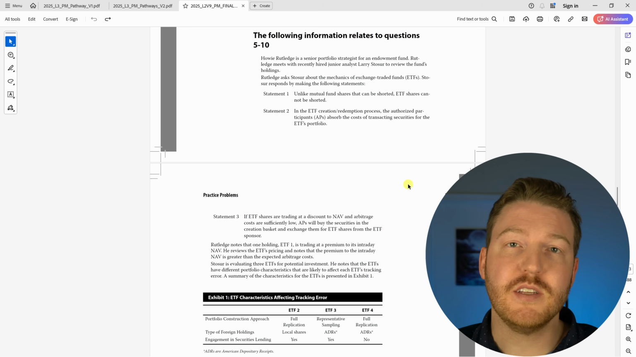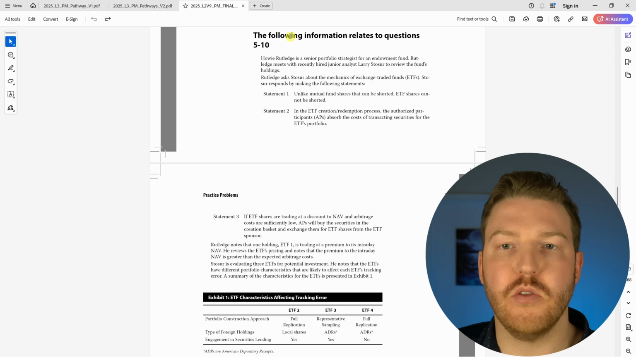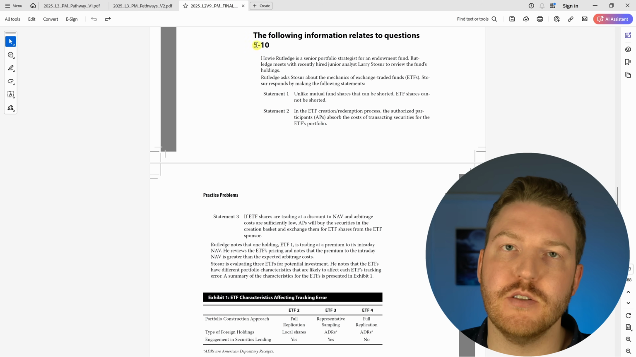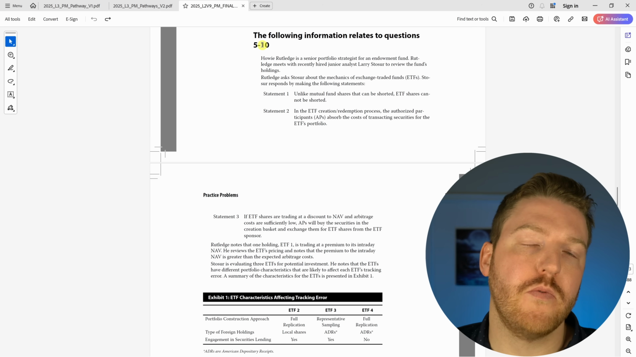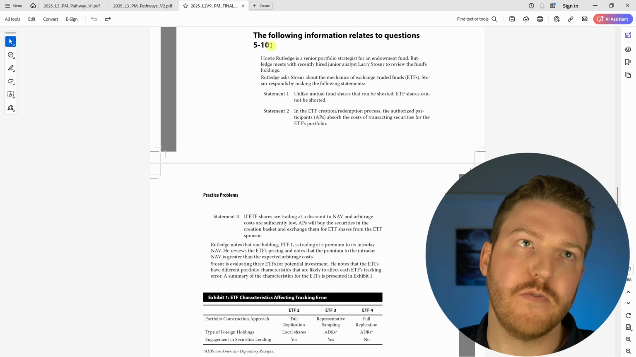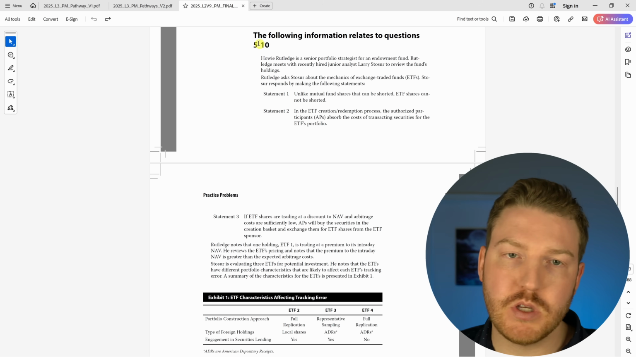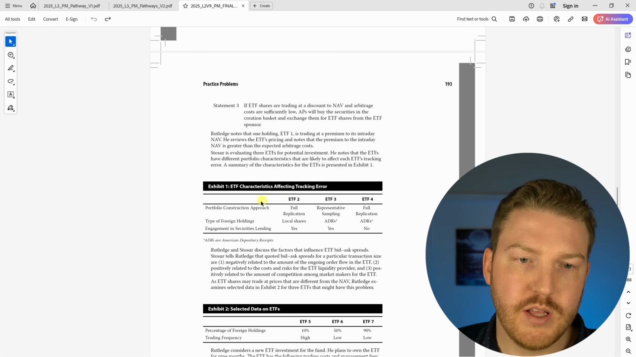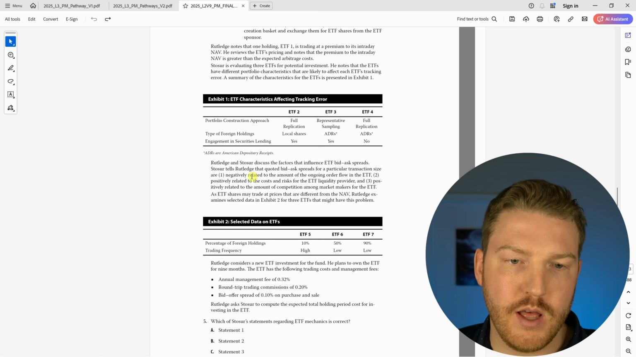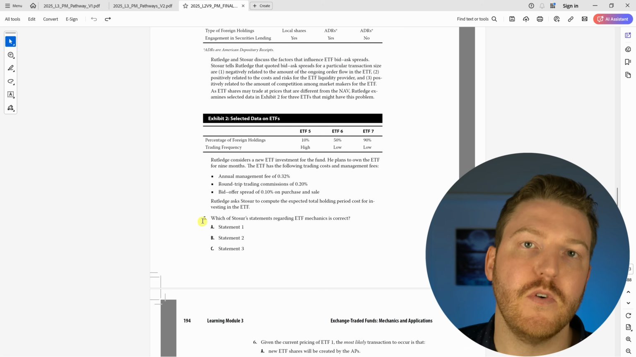Now let's talk about how these vignettes work and how they're structured. You're going to get this title that says, the following information relates to questions, and then it gives you a range. For at least Level 2, the question sets come in sets of 4 to 6 on actual test day. This one I just randomly picked as an example. This one has 6 questions in it. So we have this information here, a table called Exhibit 1, information here, a table called Exhibit 2, more information, then finally we get to the first question.